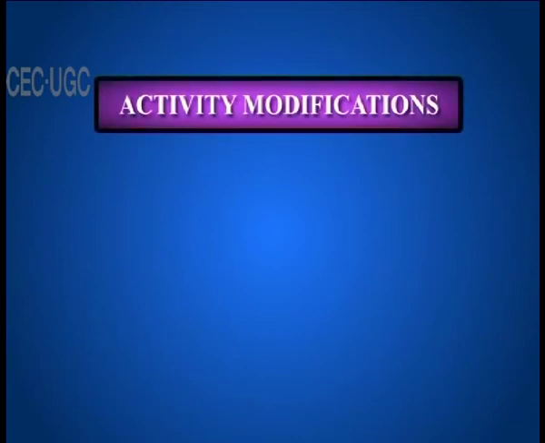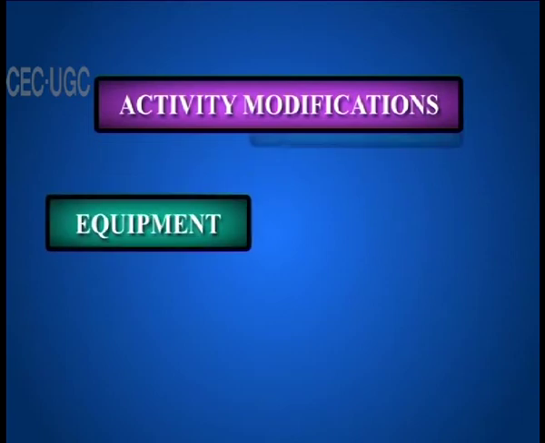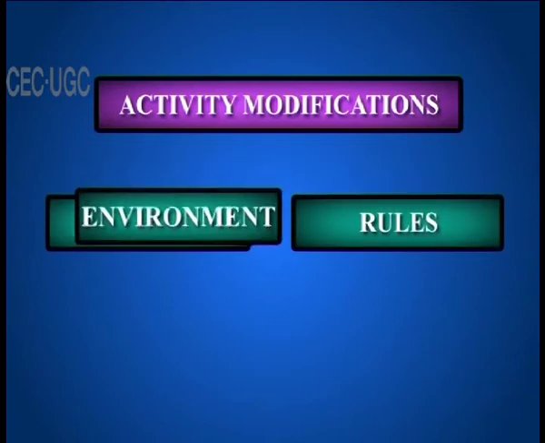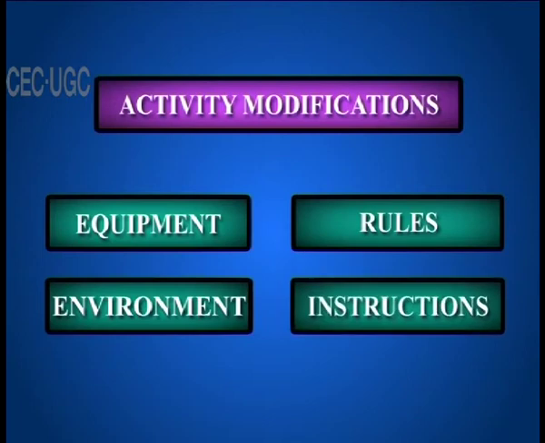Lieberman and Houston-Wilson, 2002, have suggested that activity modifications can be broken down into 4 categories. Number 1, equipment. Number 2, rules. Number 3, environment. And number 4, instructions.